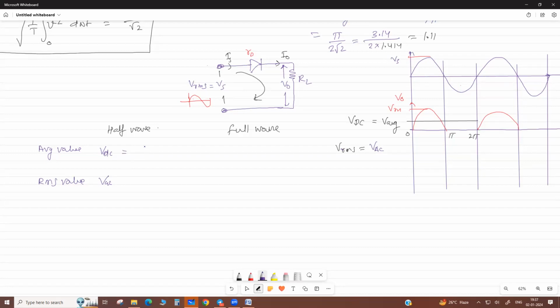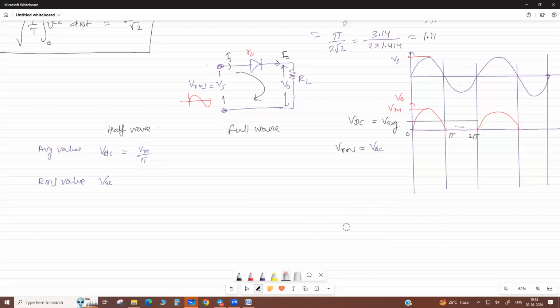Now for half wave it is the average value. What is the average value for half wave? So for half wave, if we calculate from 0 to pi, then the total time period is 2 pi. Okay, 0 to pi, it is a half cycle. We cannot double because here it is not there. So we write the same equation, Vm sin omega t d omega t. If we calculate, we get Vm by pi.